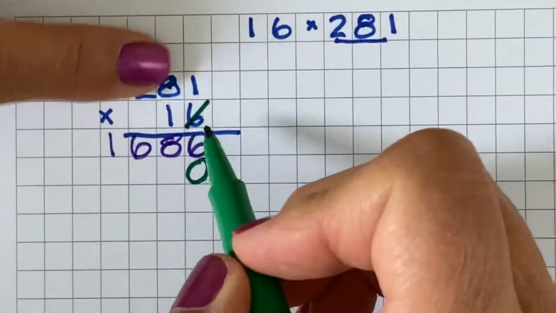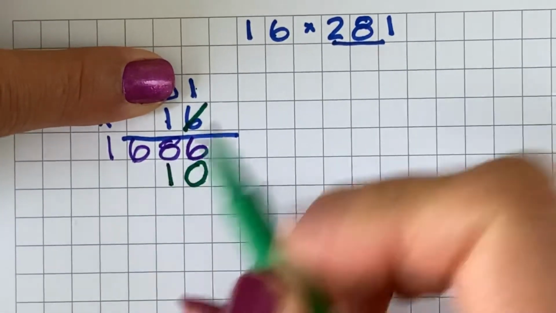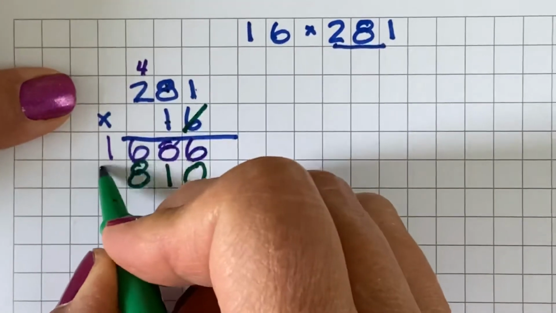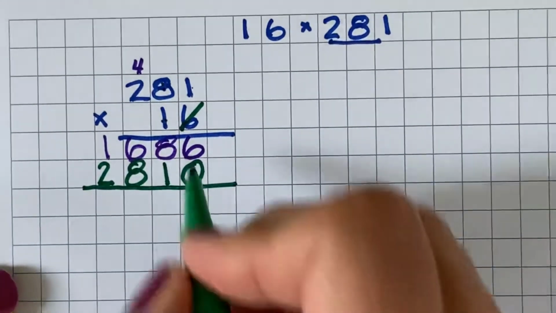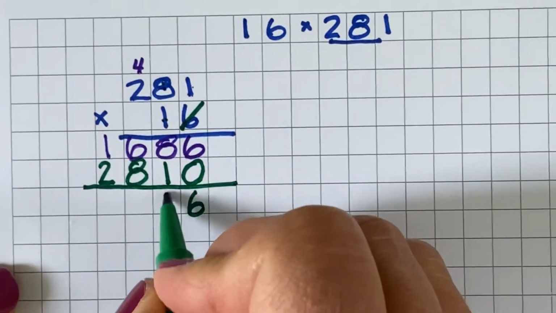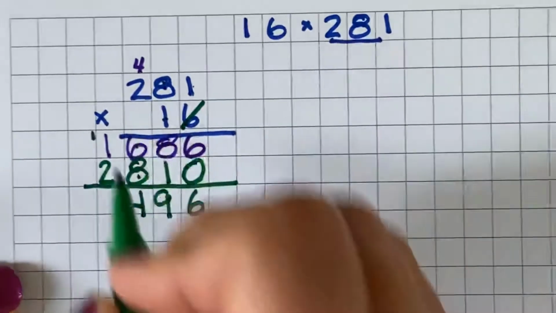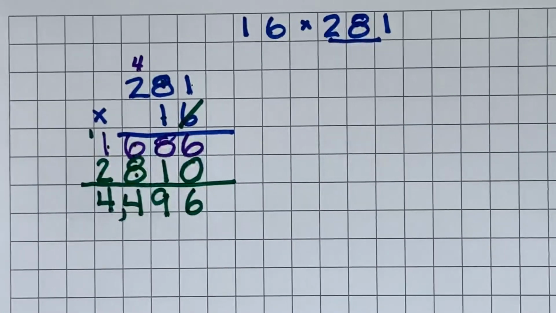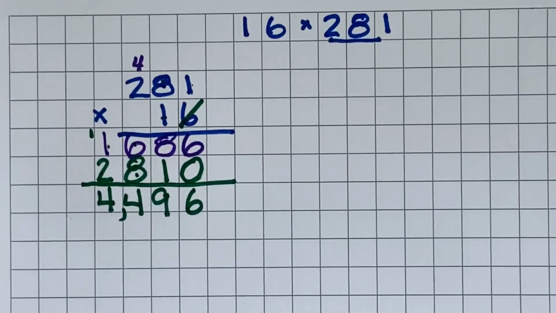This one's going to be easy because it's just 1. I do the same thing. I start at the back of the number. 1 times 1 is 1. 1 times 8 is 8. And 1 times 2 is 2, okay? And then I just add those numbers up. I have 6, 9, 6 and 8 is 14, so I'm going to carry my 1, and I get 2, 3, 4. So my number is 4,496, okay?